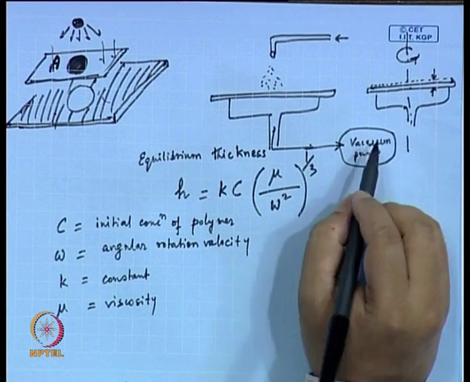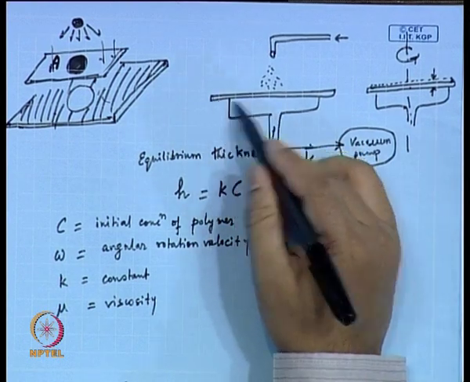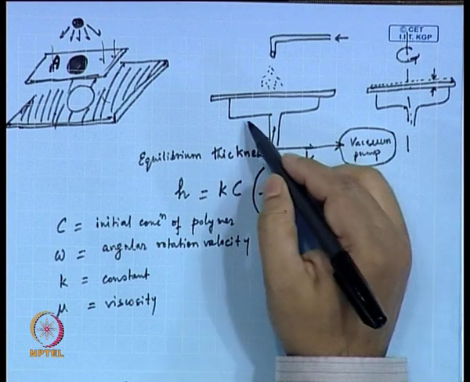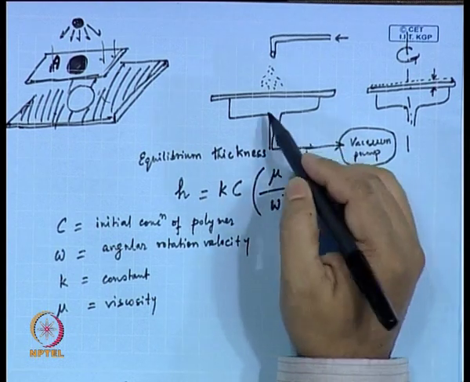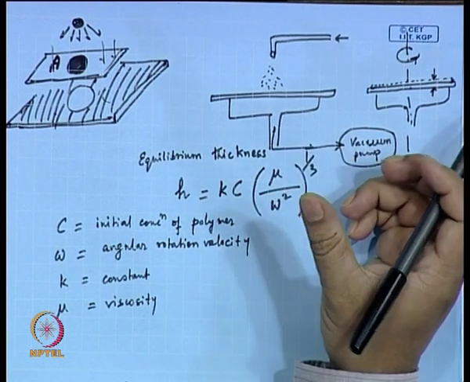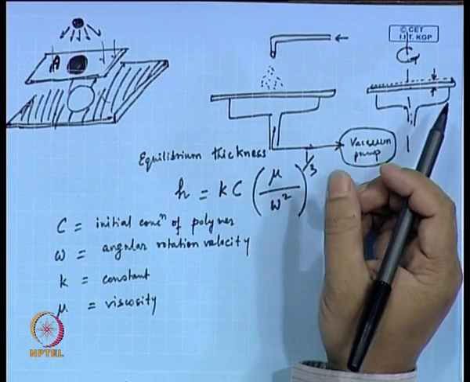This part is connected to the vacuum pump, so that the wafer is held over this chuck by means of vacuum, and not by any mechanical clip or anything, because this wafer as such is very thin and it has to rotate at a very high speed.